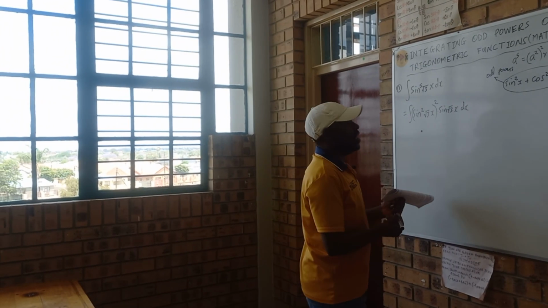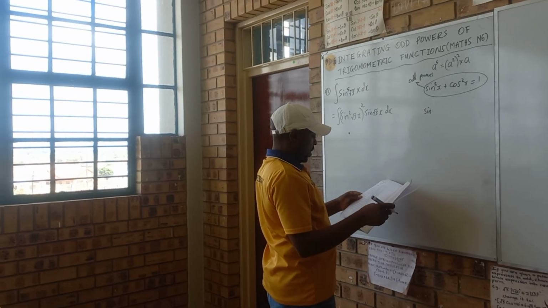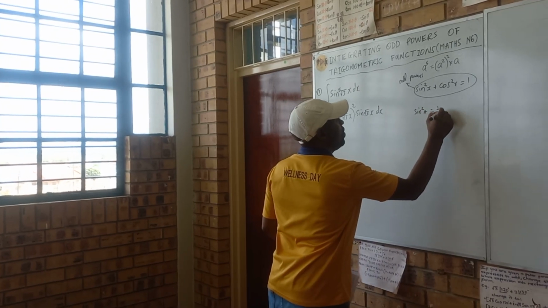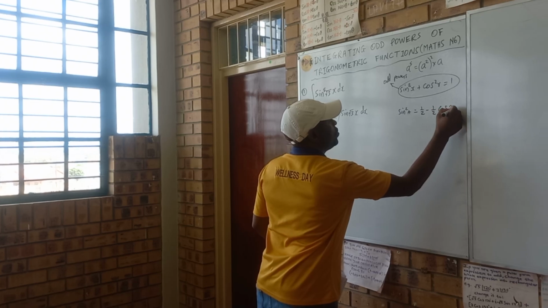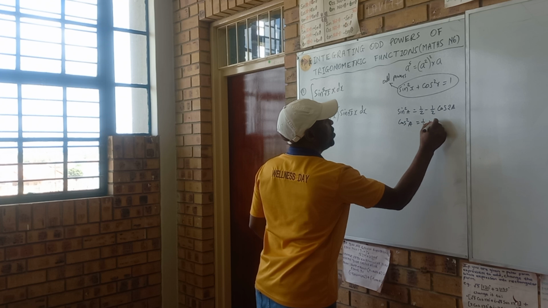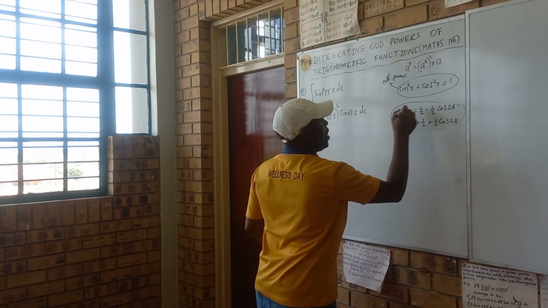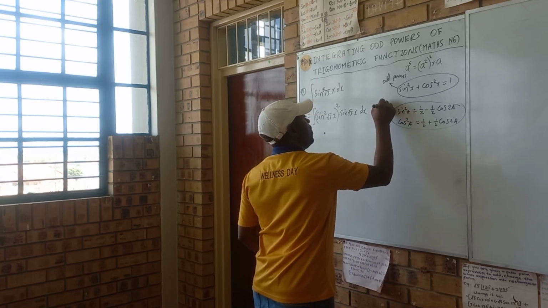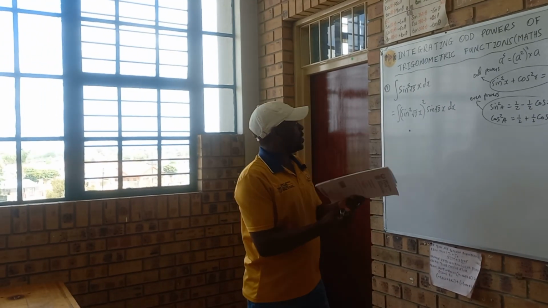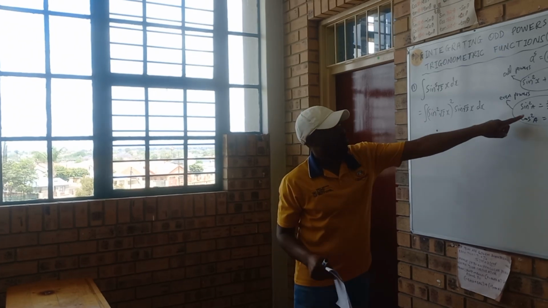Once you see that the original power is an odd number, that is where you go. But if it was an even number, you will be targeting a different identity, which is around number 7 or 8. So sine squared will be a half minus a half cos 2a, and cos squared will be a half plus a half cos 2a. So these two are for even powers, which is to say, if I was integrating sine to the power 4, once I do this first step, I will go there.